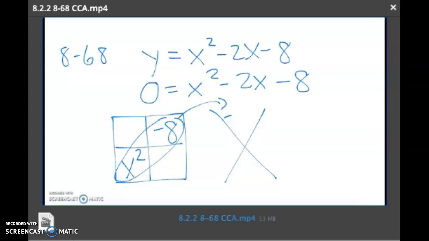So x squared times negative 8 gives me negative 8x squared. My x's, I have negative 2x's. Those go on the bottom of my diamond. And then I'm trying to figure out the factors that I multiply together to get negative 8x squared and add together to get negative 2x. So those are negative 4x and positive 2x. I put those in my generic rectangle.